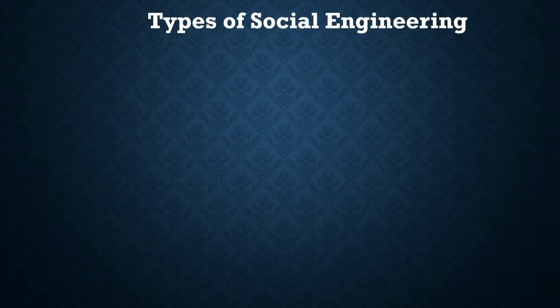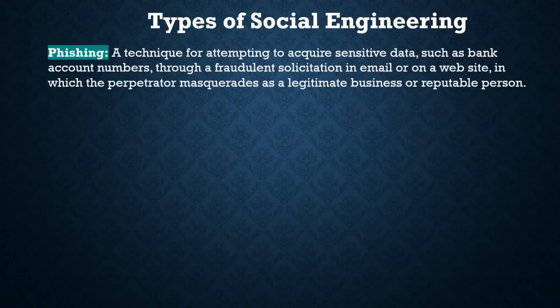Now let's see the types of social engineering attacks. The first type is phishing. It's a very popular type of attack. Phishing is a technique for attempting to acquire sensitive data such as your bank account number or your credit card information through a fraudulent solicitation in email or on a website, in which the perpetrator masquerades as a legitimate business or reputable person.